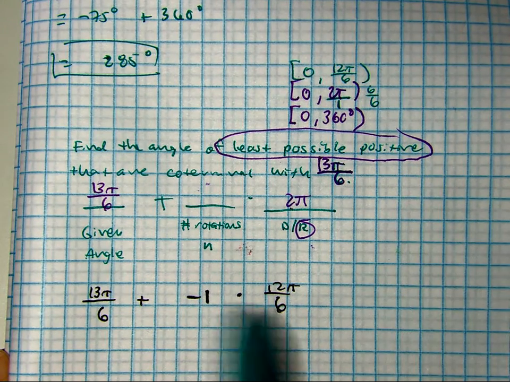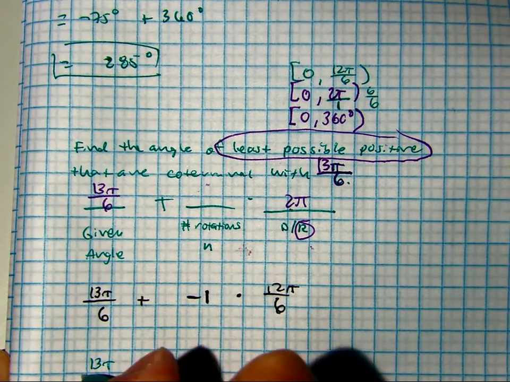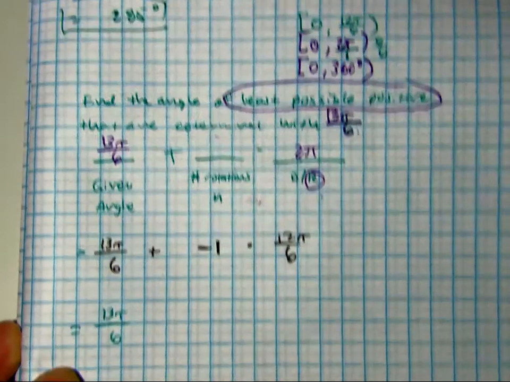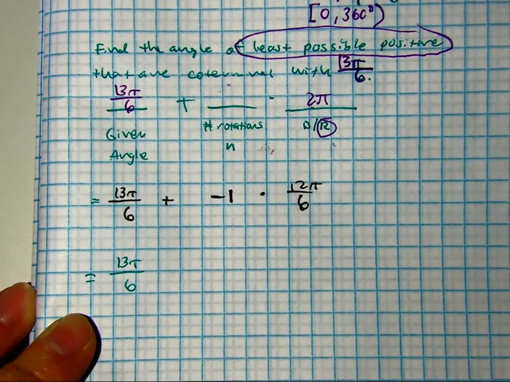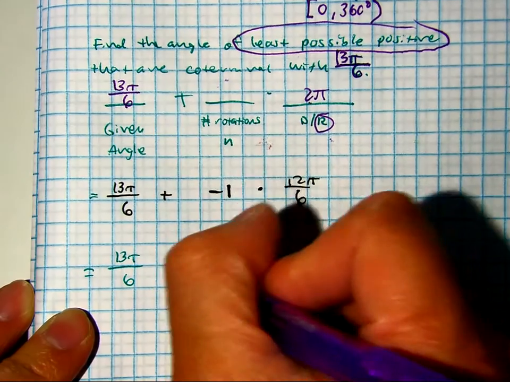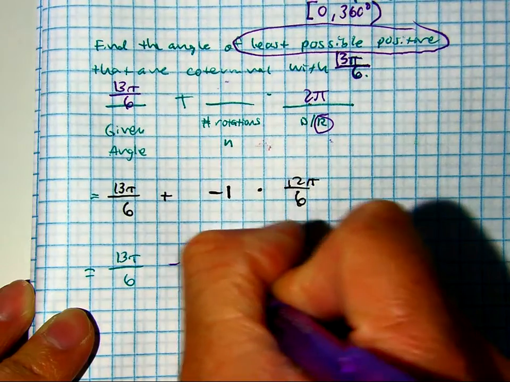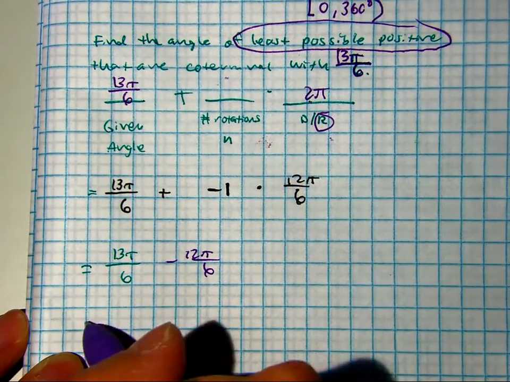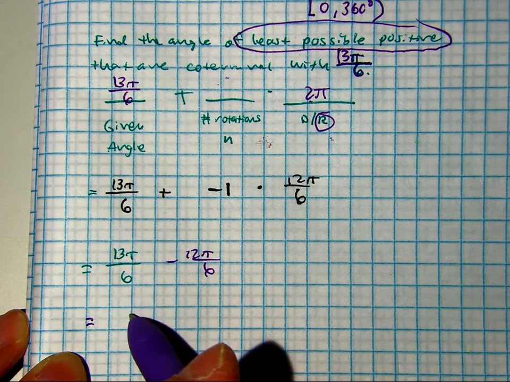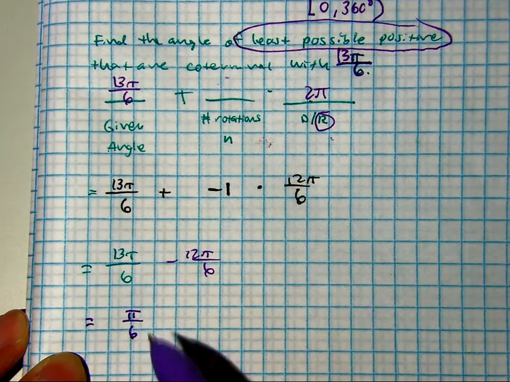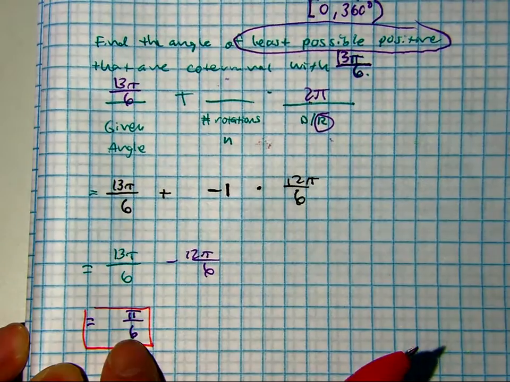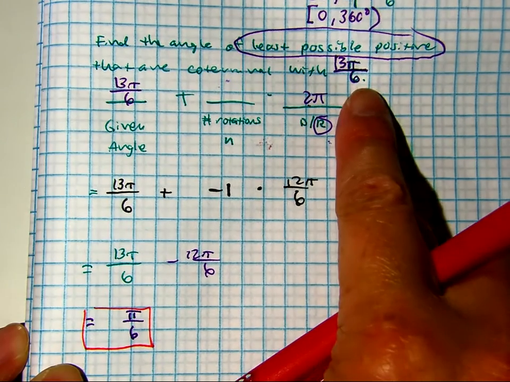So class, -1 times 12 pi over 6 gives you what? -12 pi over 6. And then 13 minus 12 gives you 1. 1 pi over 6 is your answer, or pi over 6. What does that mean? Pi over 6 is coterminal with 13 pi over 6.